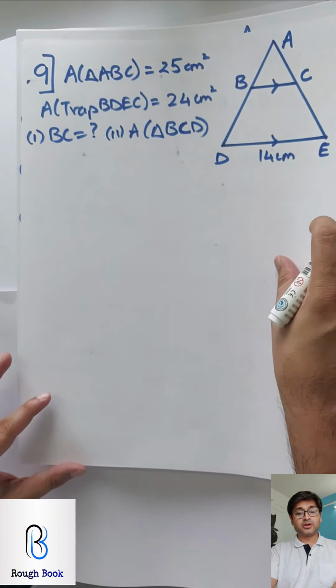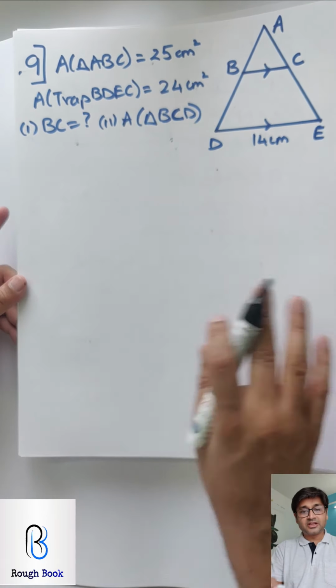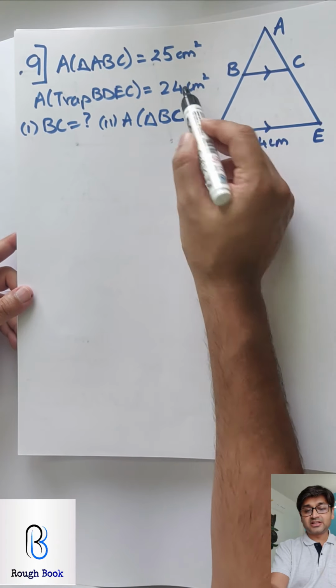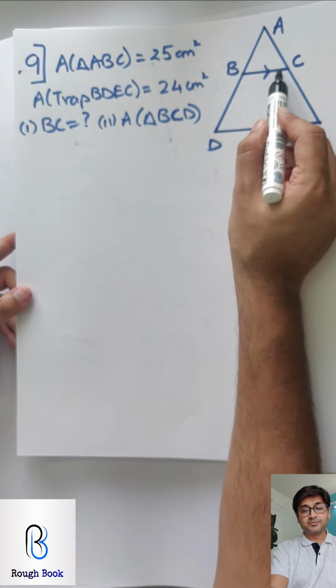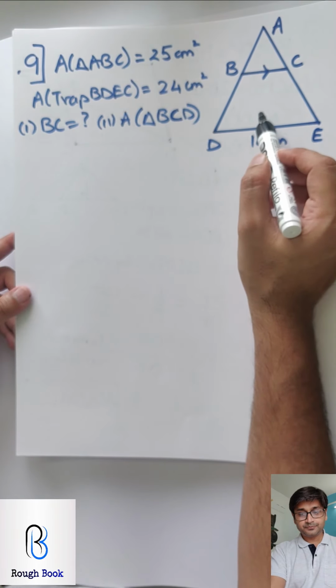Brilliant. Let's go to the next one, sum number 9. This is simple comparatively. Now the sums are slightly easier. You have ABC 25 and trapezium as 24. Your first target is BC. So first get the full triangle, that is 25 plus 24, 49.